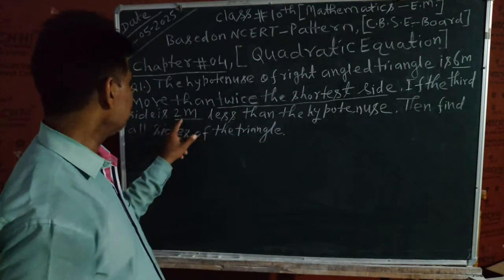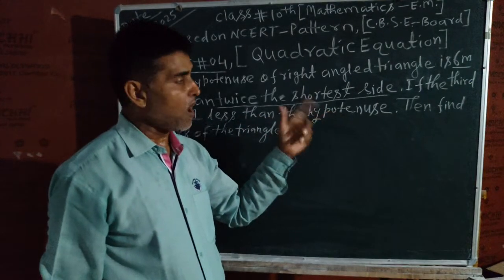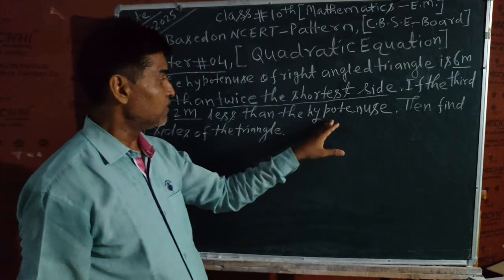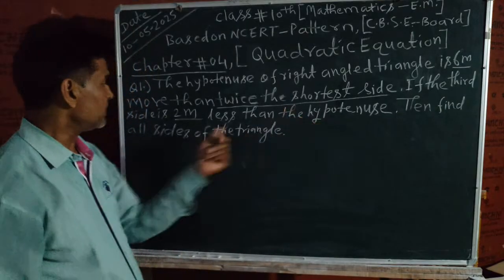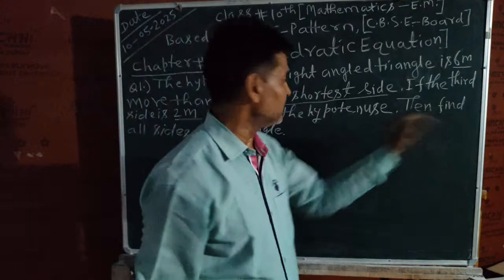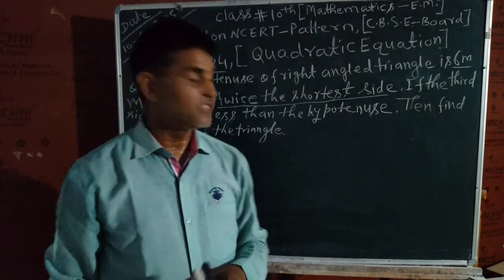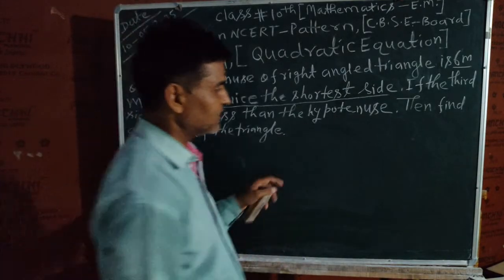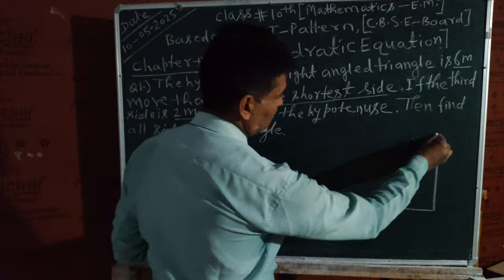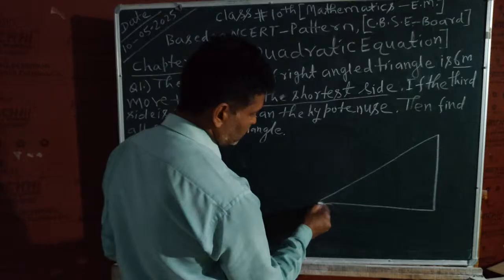And now the third side is 2 meter less than the hypotenuse. It means the sum of the smallest side and hypotenuse is given, and from that summation I will subtract 2, so I will get the third side, and then find all sides of the triangle. After solving it, I will also find the third side of the triangle. I am going to draw its geometrical meaning. If you know its geometrical meaning, you can easily draw it and find all the sides of the triangle.